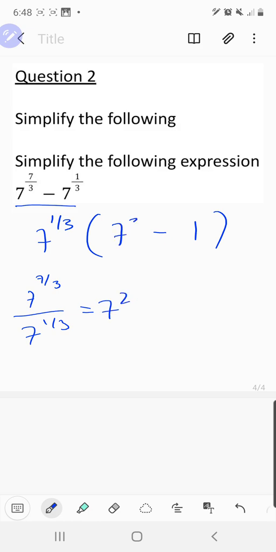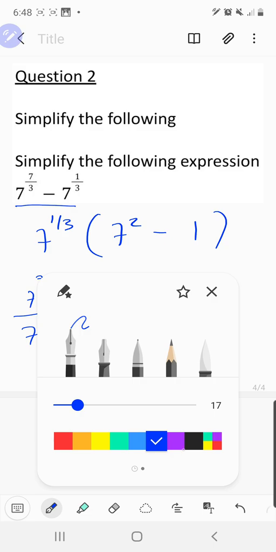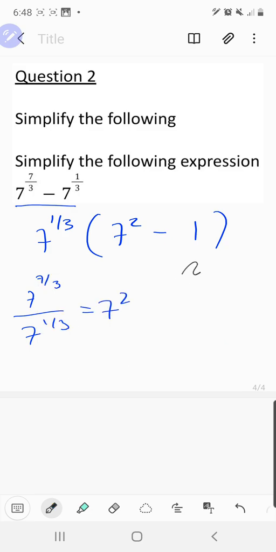So that is 7 squared, and so the final answer is equal to 7 to the third, and that 7 squared is 49. 49 take away 1 is 48, so write the expression as 48 cube root of 7. Okay, that's pretty straightforward.